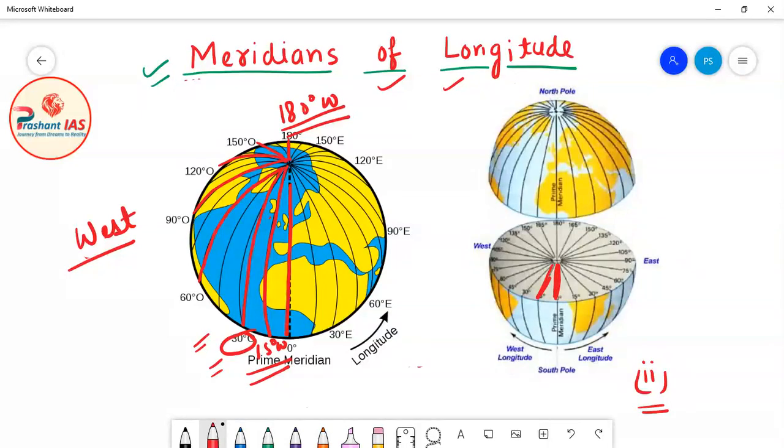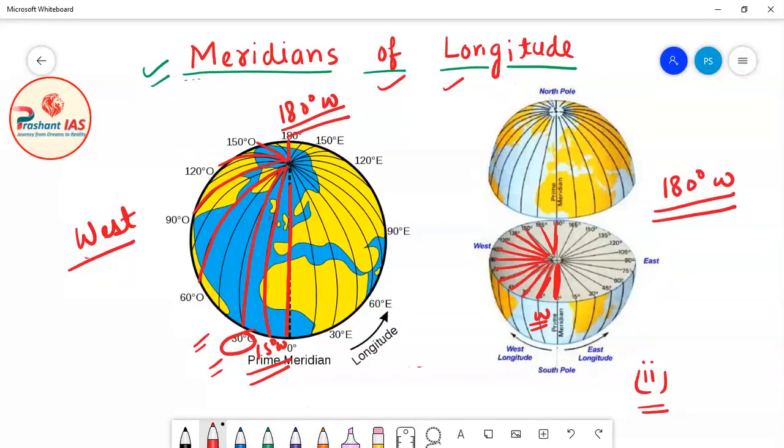Okay, so this is the 15 degree west meridian of longitude. After that, you can see this is 30 degree, this is 45 degree, this is 60 degree, this is 75 degree, this is 90 degree, this is 105 degree, then you will encounter 120 degree west, then 135 degree, then 150 degree, then 165 degree west, and finally you will encounter the 180 degree west meridian of longitude.